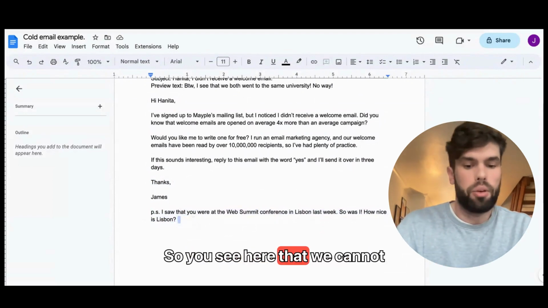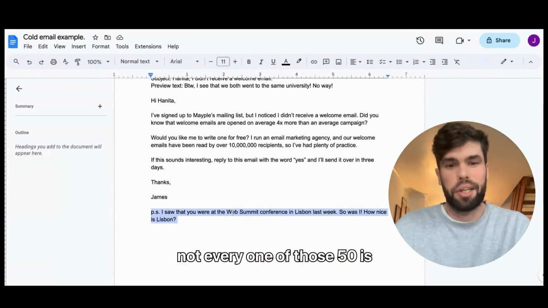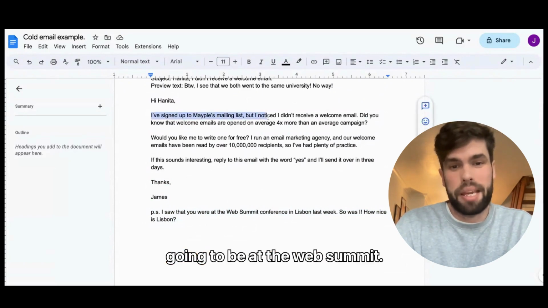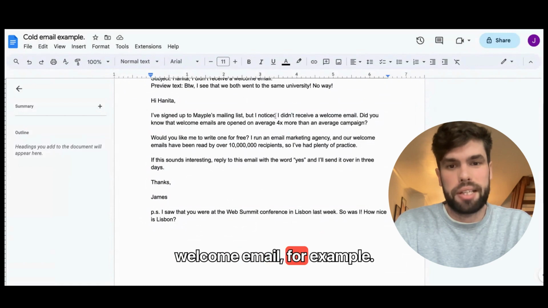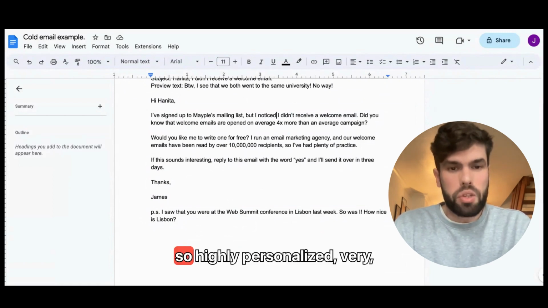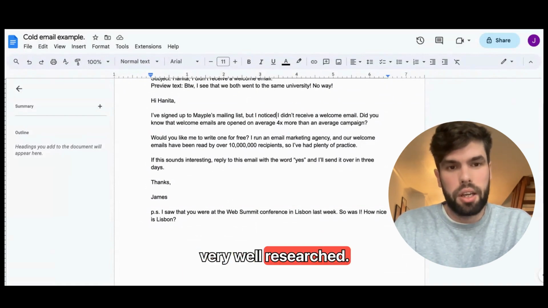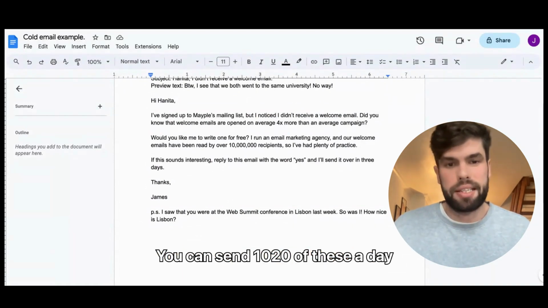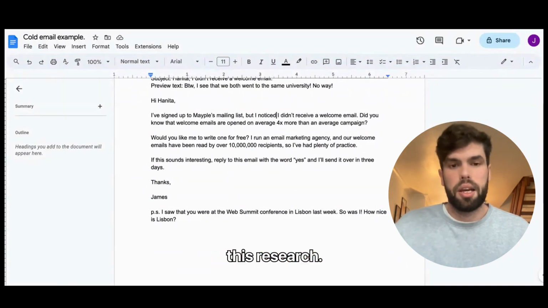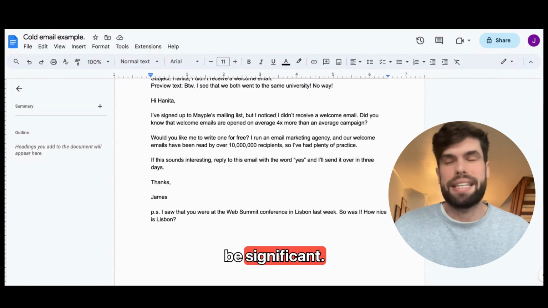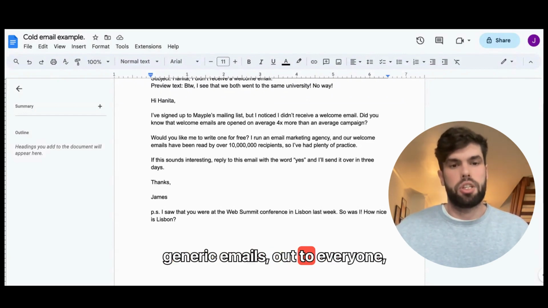So you see here that we cannot send this email to another 50 people. It would make no sense to them. Not every one of those 50 is going to be at the Web Summit. Not every one of those 50 is going to be sending a welcome email, for example. So highly personalized, very well researched. You can send 10, 20 of these a day if you have a good pipeline for doing this research. And your results will be significantly better than sending 500 generic emails out to everyone, I promise you.